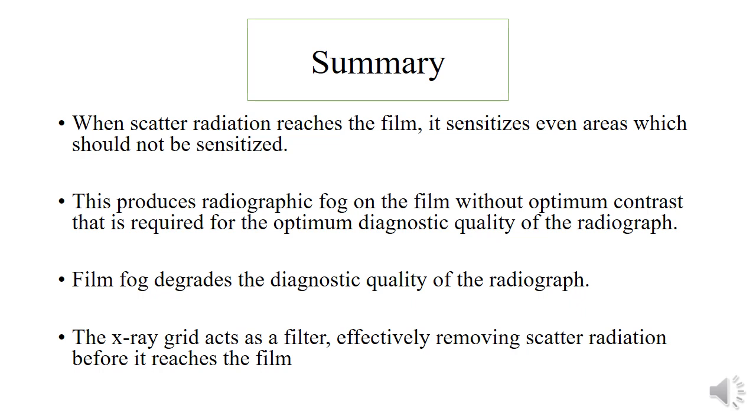Now let's see what we have learned from this topic. When scattered radiation reaches the film, it sensitizes even areas which should not be sensitized. This produces radiographic fog on the film without the optimum contrast that is required for optimum diagnostic quality of the radiograph. Film fog degrades the diagnostic quality of the radiograph. The X-ray grid acts as a filter, effectively removing scattered radiation before it reaches the film.